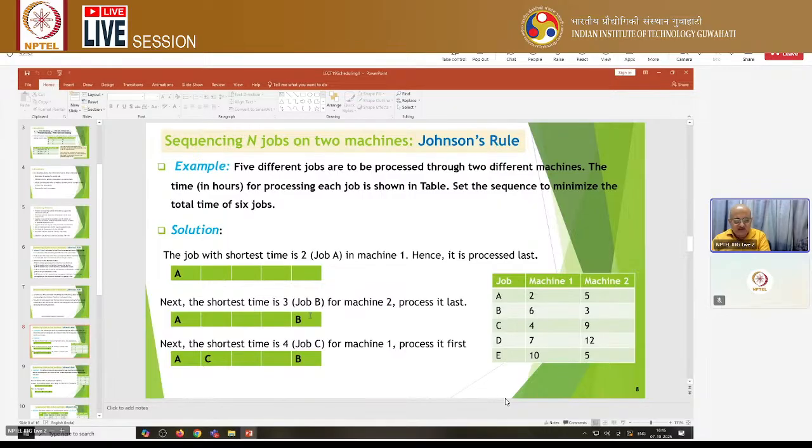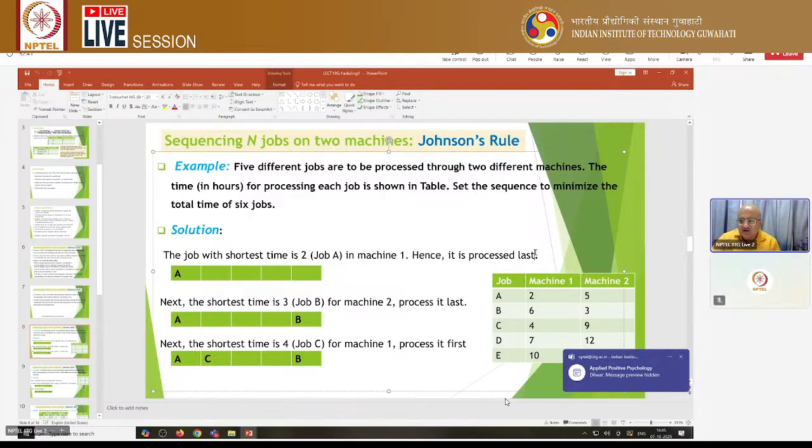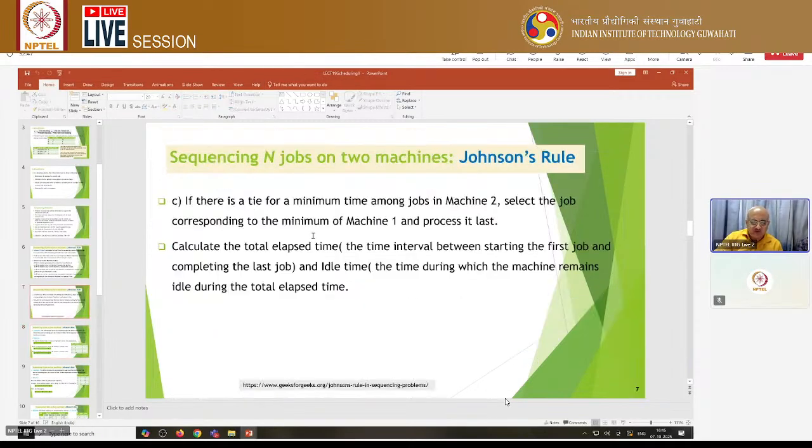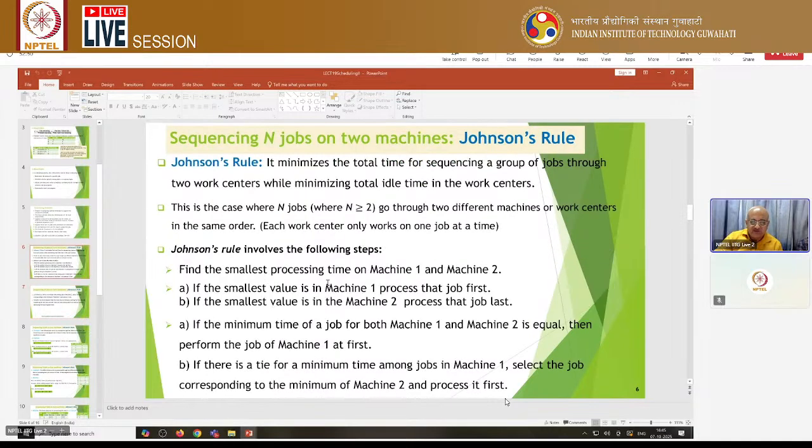last. Next the shortest time is 3, on machine 2, so it is processed last. This one is processed first. Next the shortest time is 4. Here there is a mistake: actually the job with the shortest time will be processed first. Find the smallest processing time on machine 1 and machine 2. If the smallest value is on machine 1, process that job first. If the smallest value is on machine 2, process that job last.